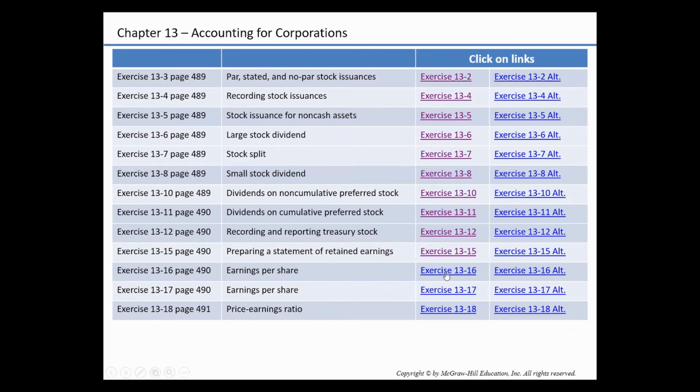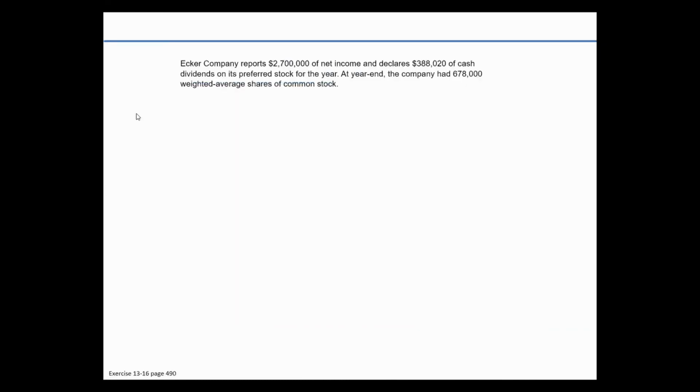How do we calculate the earnings per share or the EPS? Eckert Company reports $2,700,000 of net income and declares $388,020 of cash dividends on its preferred stock for the year. At year end, the company had 678,000 weighted average shares of common stock. So what is the amount of net income available to common stockholders?